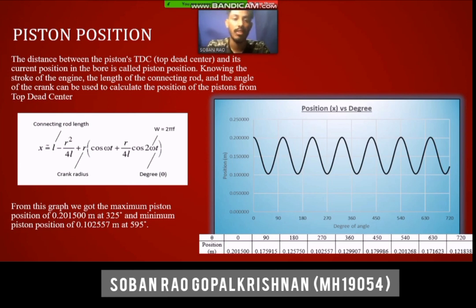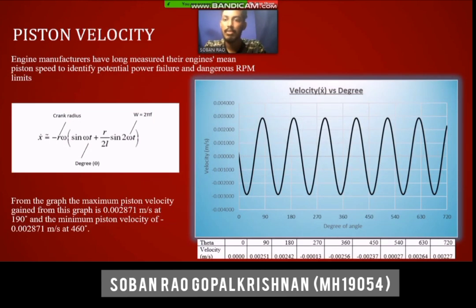We calculated the values from the formula and used Excel to form the graph. Okay, next we see the piston velocity. The engine manufacturer measures the engine's mean piston speed to identify potential power failure and dangerous RPM limits. So for this, we use this formula to calculate the piston velocity.